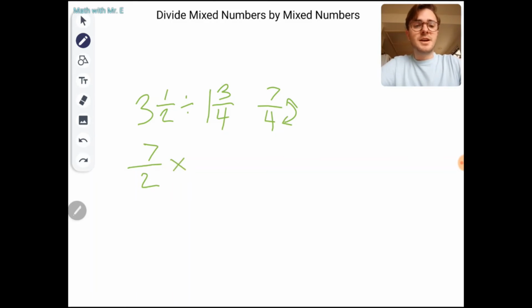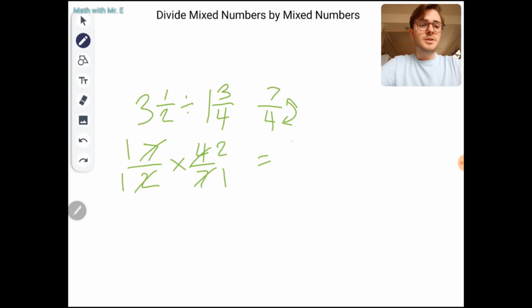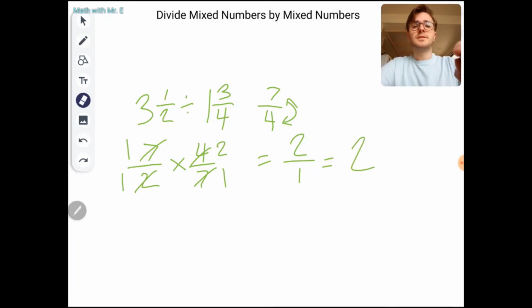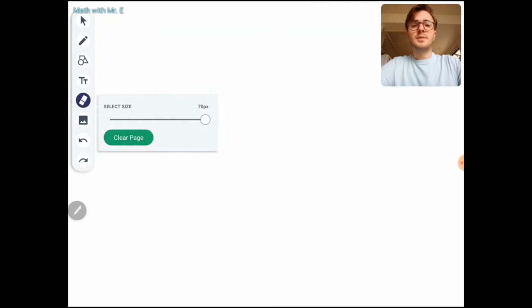So now we've got 7/2 times 4/7, and this one will simplify really nicely for us. 7 and 7 can both be divided by 7, leaving us with 1. 4 and 2 can both be divided by 2. So 2 divided by 2 is 1, 4 divided by 2 is 2. Now we have 1 times 2 equals 2, 1 times 1 equals 1, and our answer will be 2. Let's go ahead and do one more example.